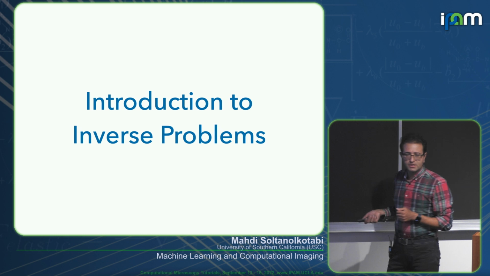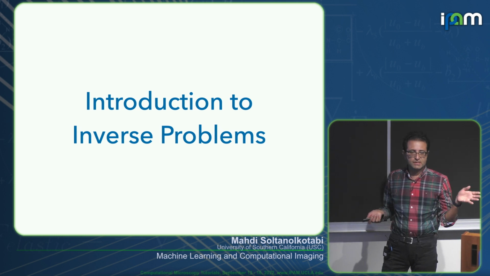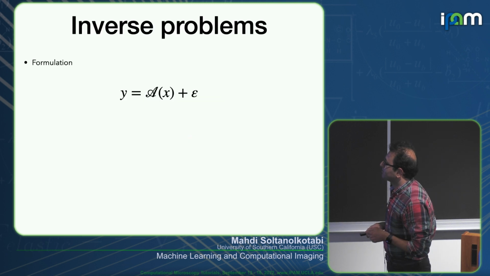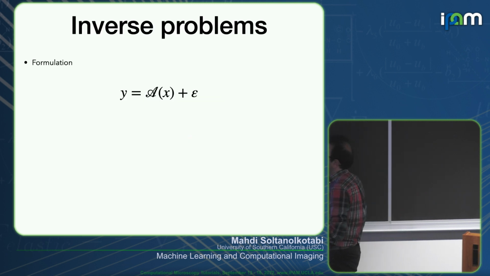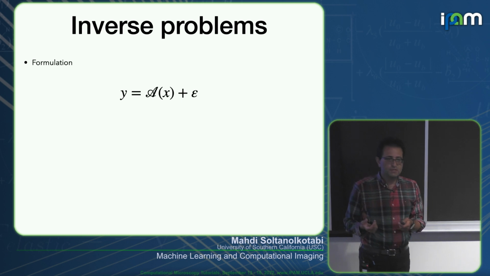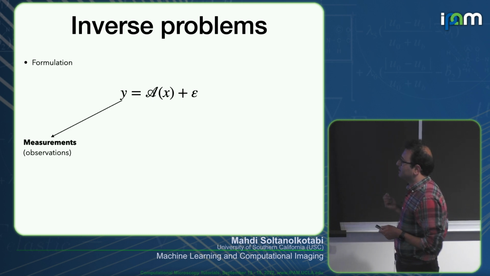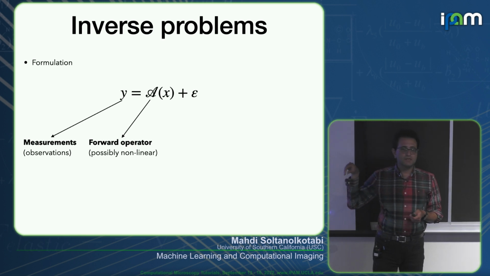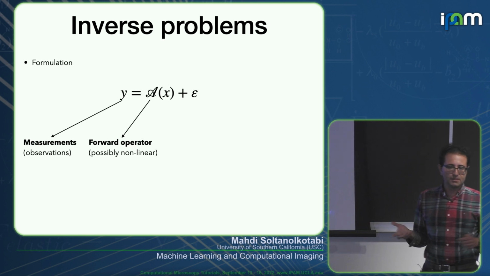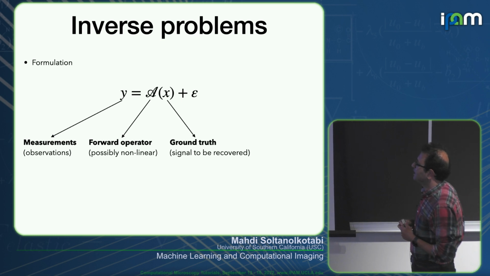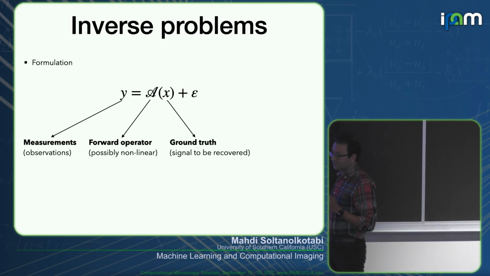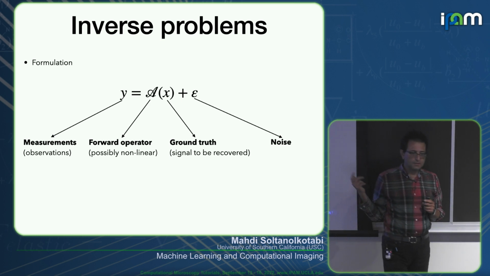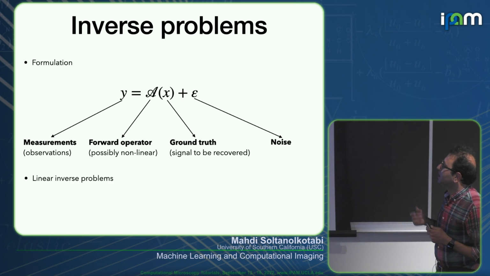Let's do a brief introduction into inverse problems. Already many of it has been mentioned, but just to give some examples of the kind of problems we're looking at. In inverse problems, this is typically the formulation. There are some measurements from some signal. So there's always a forward operator. It could potentially be nonlinear, including a lot of the things we saw this morning. And then there is some ground truth signal that we really want to recover. And obviously, in practice, there's often a lot of noise.